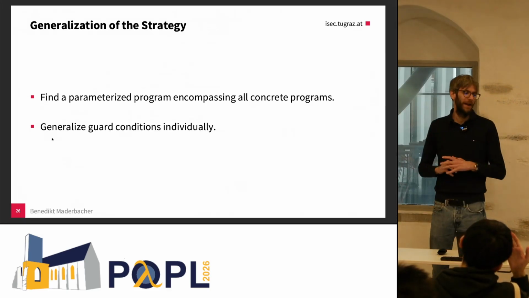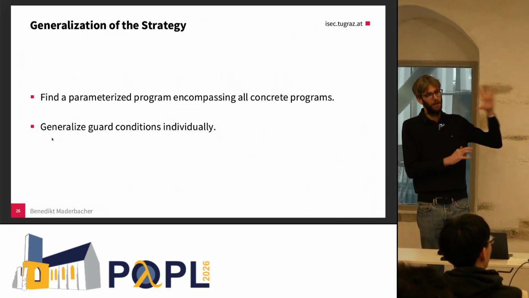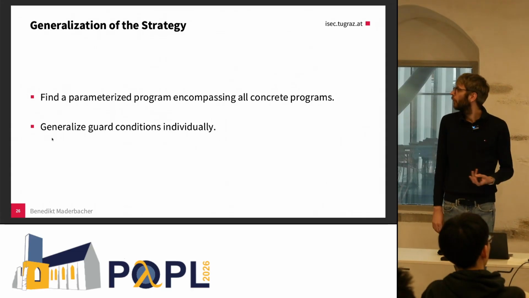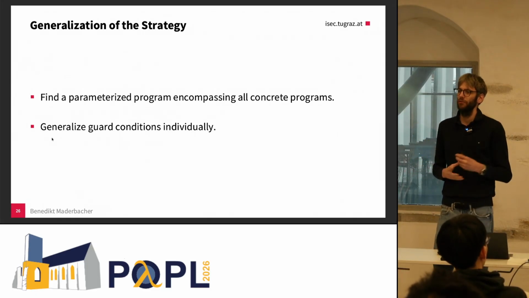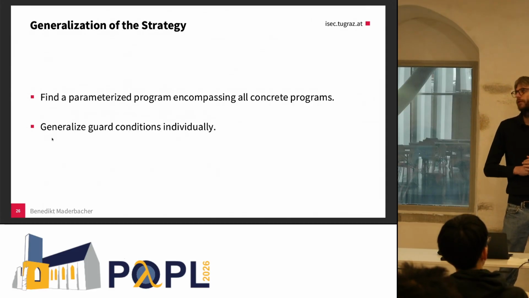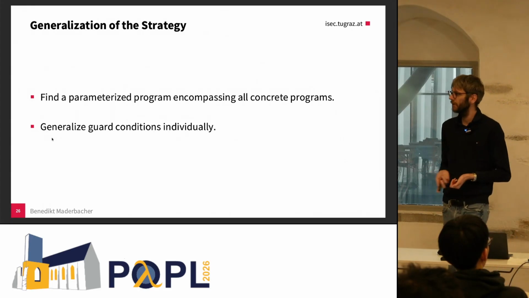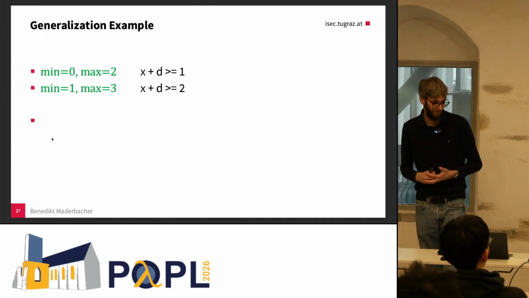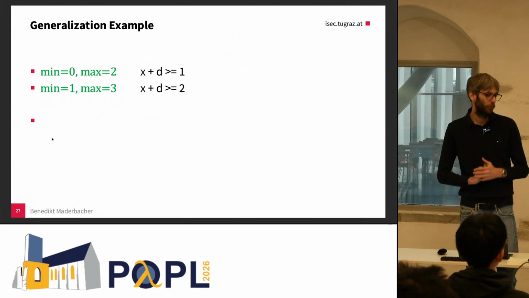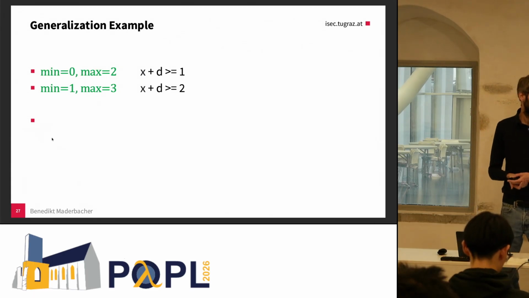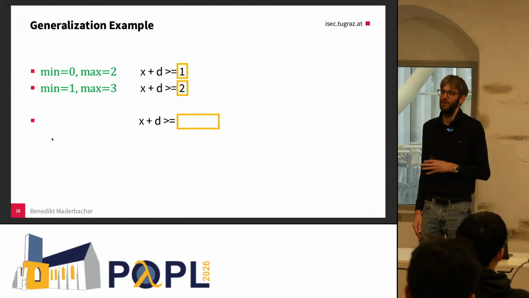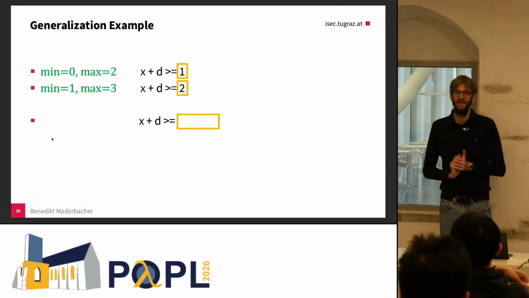So let's first look at how we generalize these strategies. How do we get from multiple concrete strategies into one candidate for a parameterized strategy? We saw that these templates or this sketch we had for the program had if conditions, and otherwise it was choosing between the actions. So we can now start by generalizing each one of these conditions or guards individually. Let's look at the two examples that we had before. For 0 and 2, we had the condition x plus t should be greater or equal to 1. And for 1 and 3, we had x plus t is greater or equal to 2. So the first step in this generalization algorithm is to apply anti-unification to figure out where these guard conditions are the same and in which parts of the guard conditions they are different.